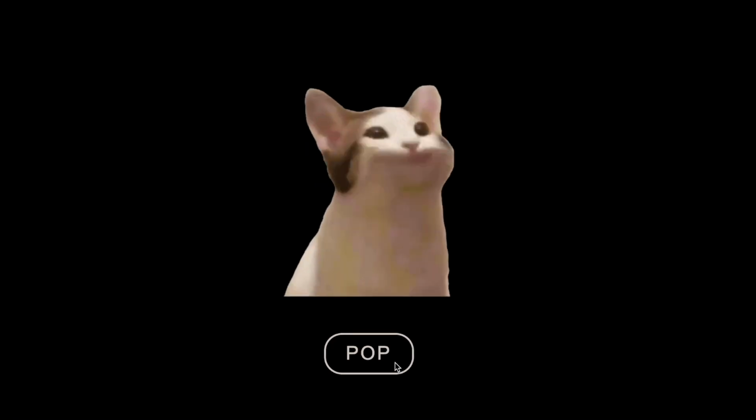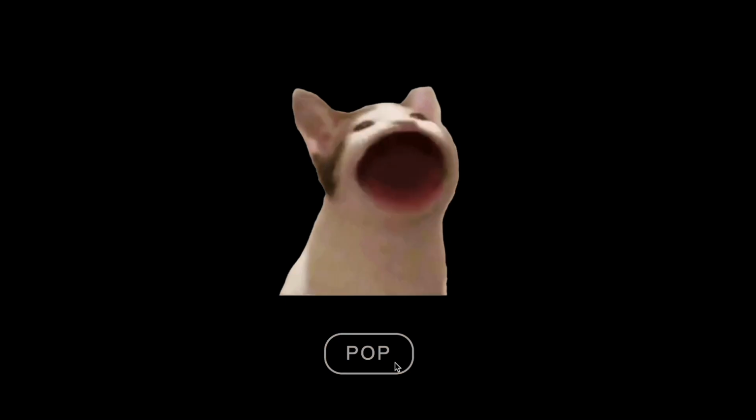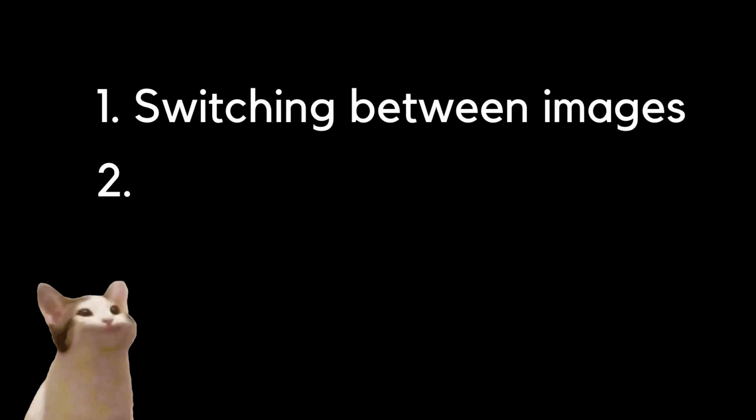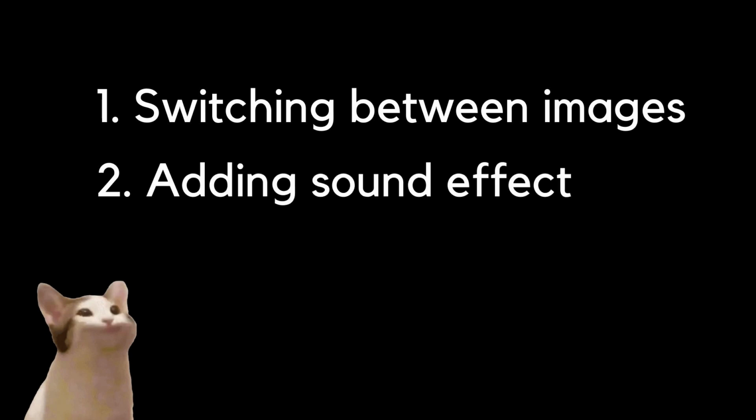As you can see, when we press the pop button, the Popcat will open his mouth and make the sound. And if we release the mouse, he will close his mouth and make the sound. In this tutorial, you will be learning two things. Firstly, we will learn how to switch between two images. And secondly, we will learn how to add sound effects using JavaScript.